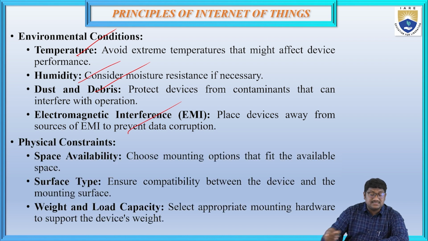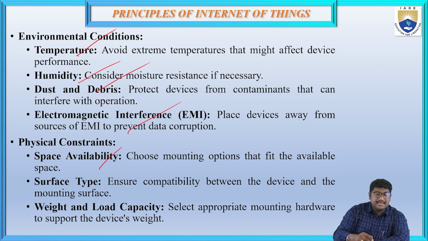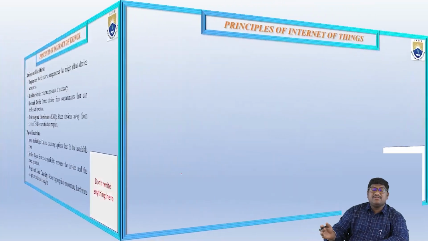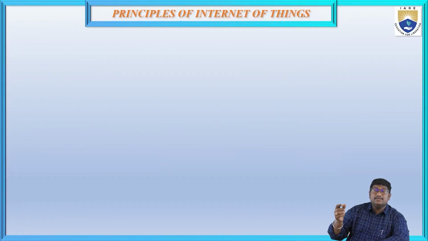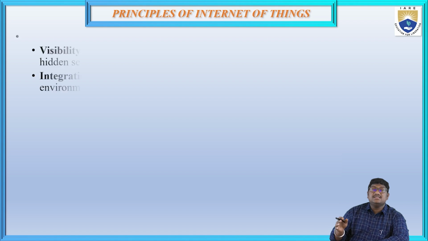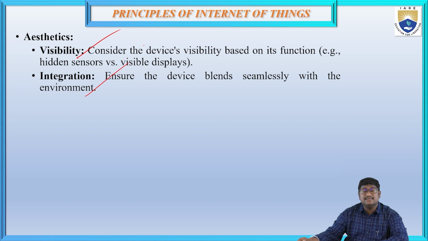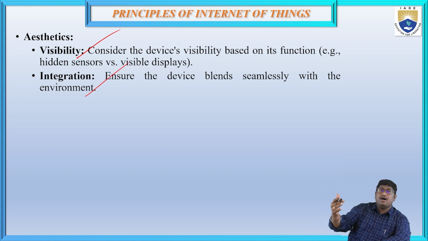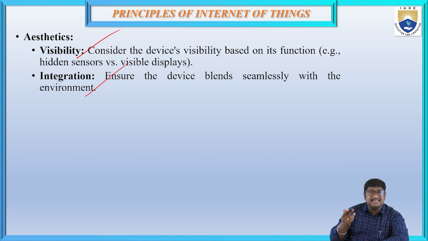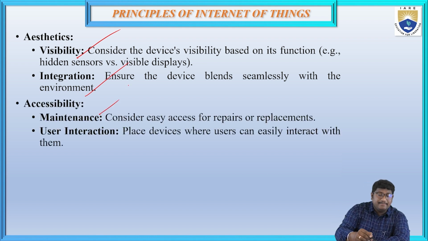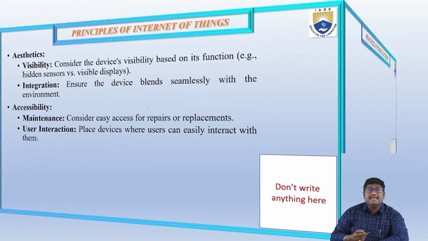And coming to physical constraints, whether a comfortable space is there or not, whether the surface type is good or not, and whether the weight and load capacity is good or not, that is, whatever weight is going to be held by that holder. Those are the things we need to take care of. Aesthetics, visibility, integration, that is, after mounting in a particular place, whether the visibility is proper or not. Specifically, we will compare these things in security systems. Integration, whether any blind spots exist in the environment or not. Accessibility, maintenance and user interaction play a major role in accessibility, guys.